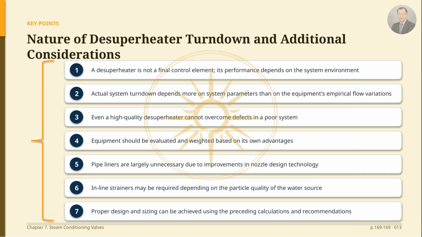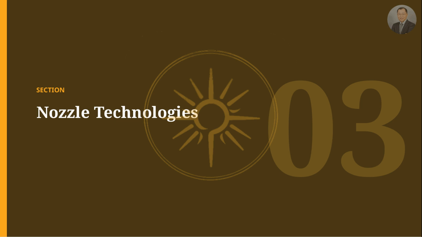With improvements in nozzle design technology, pipeliners are now rarely required. However, depending on the particulate quality of the water source, inline strainers may be necessary. The previous calculations and recommendations provide the necessary information to select the proper desuperheater design and size. Next, we turn to nozzle technologies.